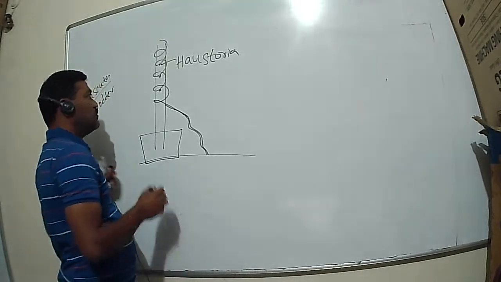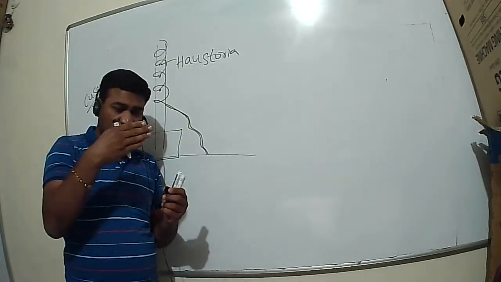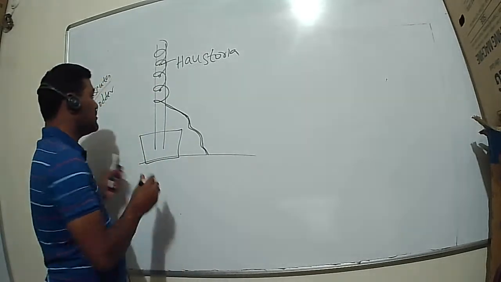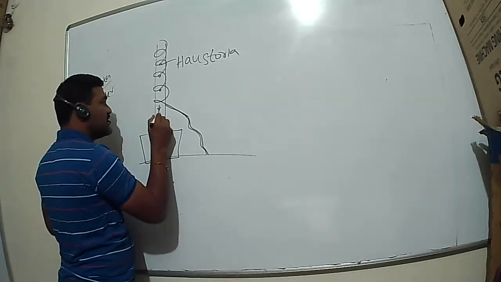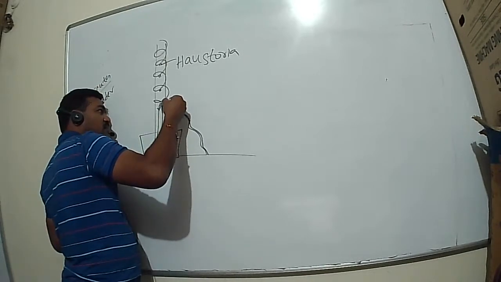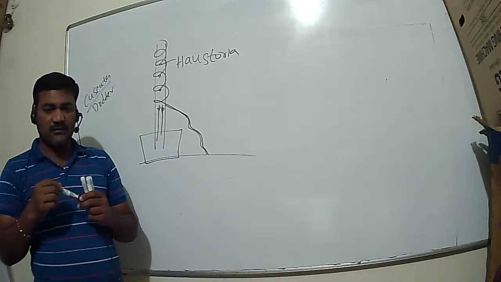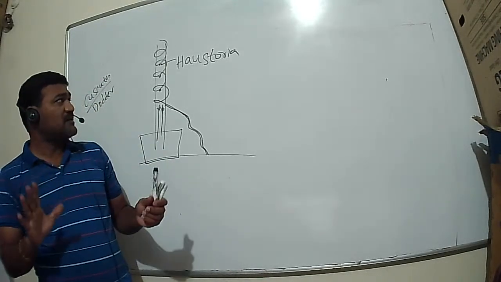Haustoria. What do these haustoria do? They go deep into the stem up to the xylem and also up to the phloem, because in the middle you have xylem and outside you have phloem. So they go up to the xylem taking water, and also the phloem to take the food material. So it's a complete parasite.